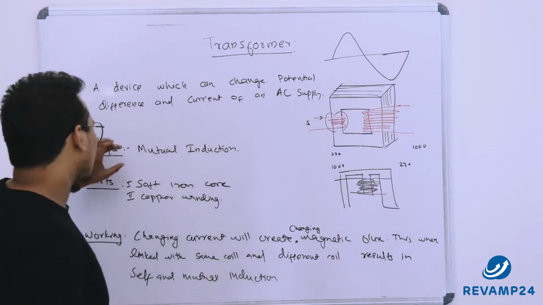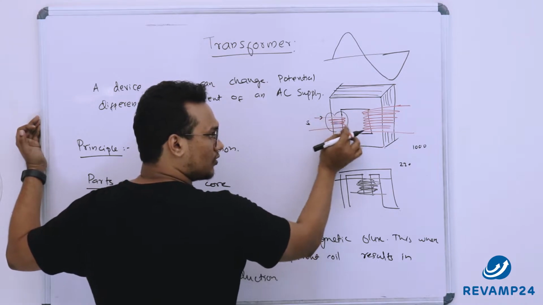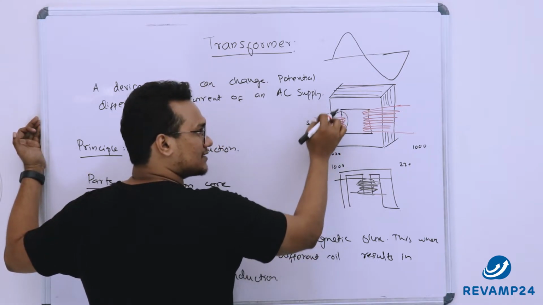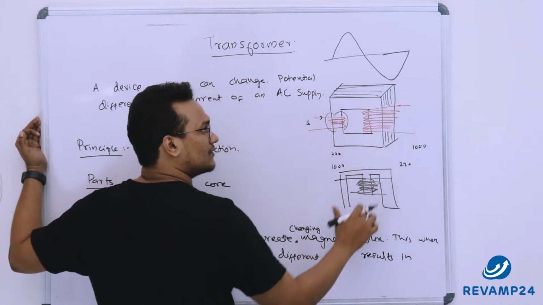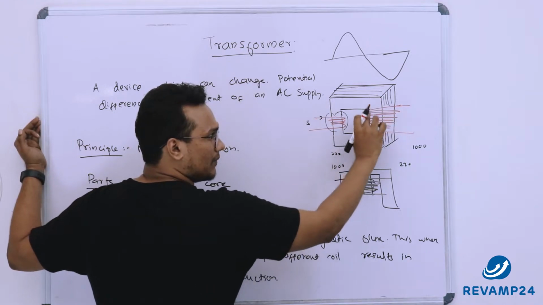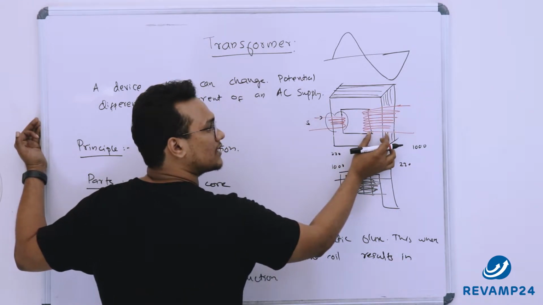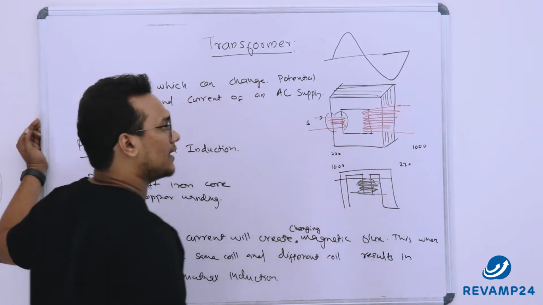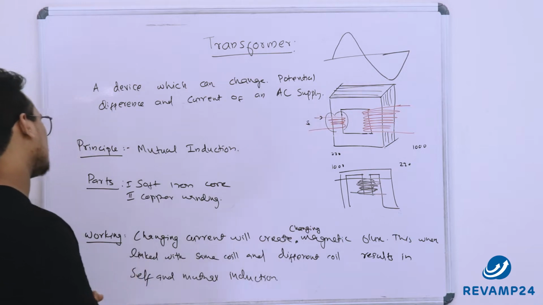Mutual induction means whenever the current through one coil changes, the magnetic flux around it will change, and this magnetic flux is linked with a different coil. This will induce an EMF, because the magnetic flux linked with this coil changes at every moment, and that will induce an EMF in it, which is called the mutually induced EMF. So that is the working principle.